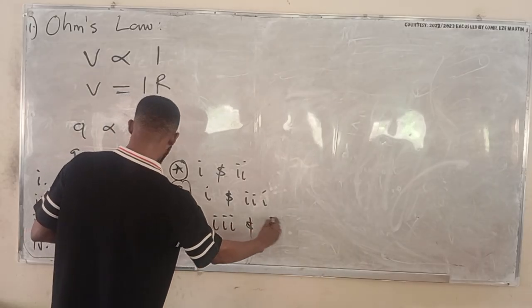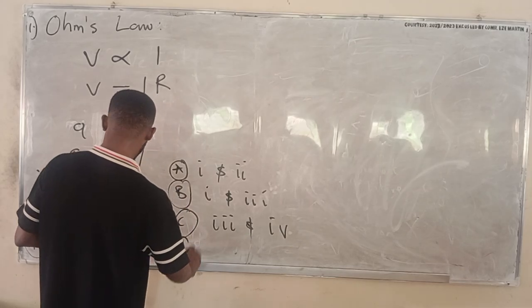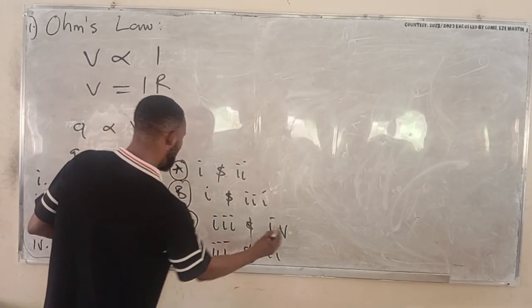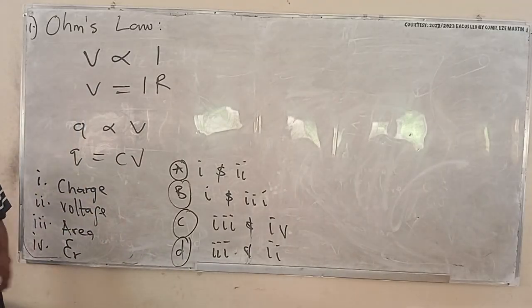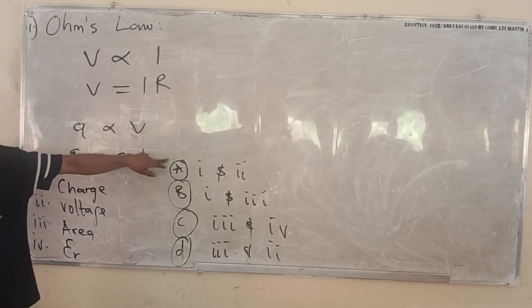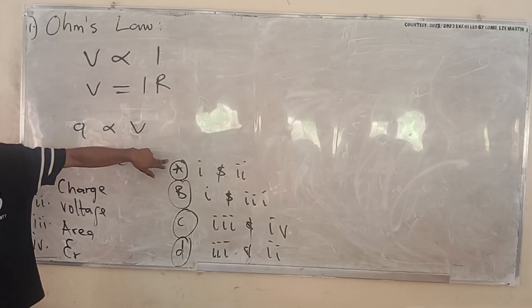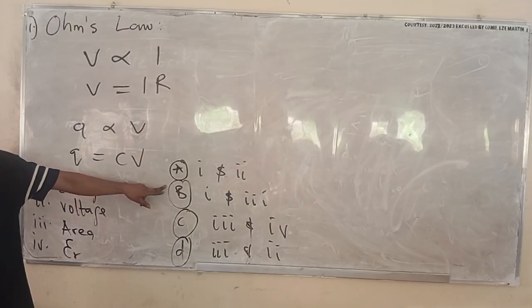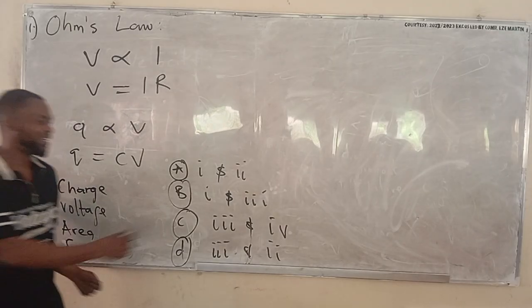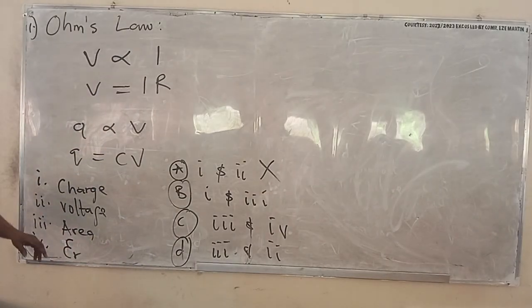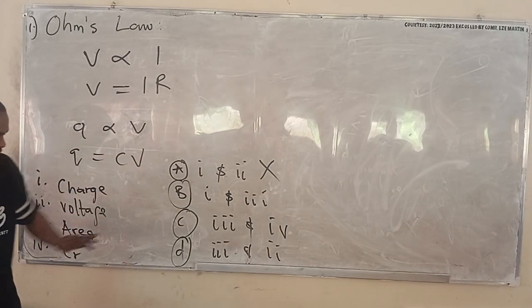I and IV. Option D. I and I. What's the correct answer? Somebody said A. Who said A? The correct answer. You got it, but you got it wrong. So you see, this will confuse you. Very tricky. So please, the correct answer, those of you that said C, you are correct.